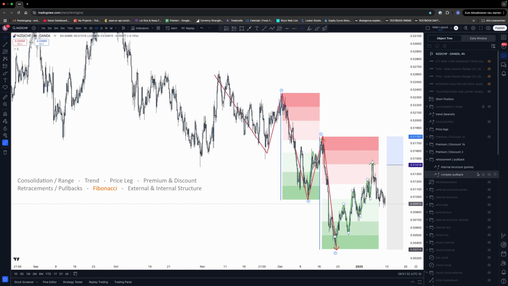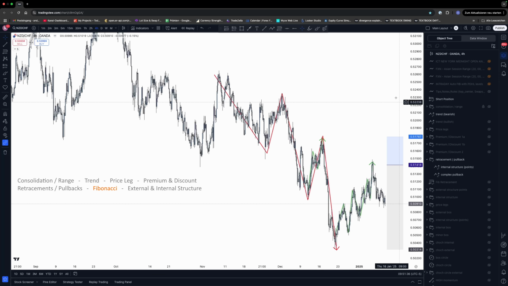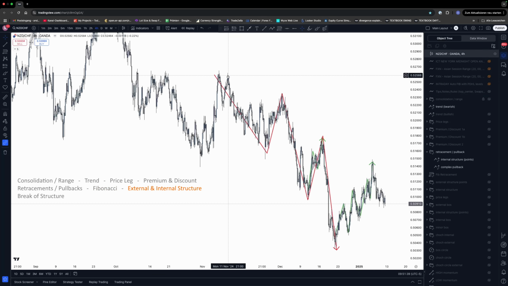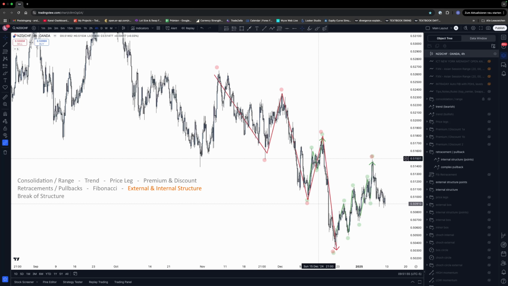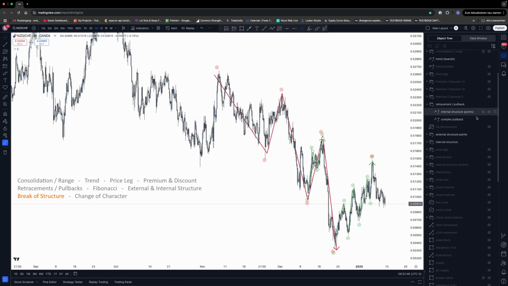First of all, fib retracement we don't need anymore, premium discount we don't need for now, price legs we don't need for now. So this is our external structure, and this is our internal structure, just as a repetition. And the external structure points are therefore only the highs and lows of the actual overall trend. And the internal structure is the structure of the complex pullbacks or pullbacks and retracements in general. Now we come to the term break of structure. So let's clean this up again.